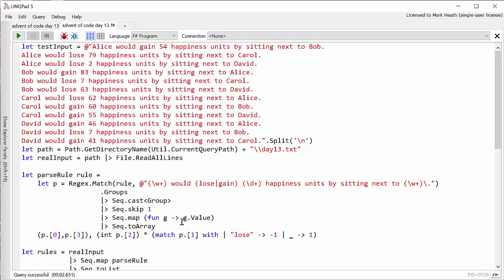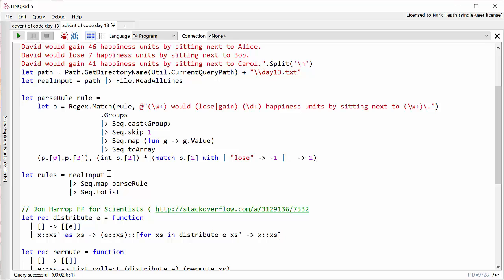But then I turn each rule into a tuple of a tuple and an int. And the first tuple is the two people's names, Alice and Bob, for example, and the int is their happiness amount for that relationship. And the reason I do this is because this makes it very easy to turn these rules into the lookup dictionary, and we'll see that in just a moment. And so I parse each of the rules in the input and I put that into a rules list.